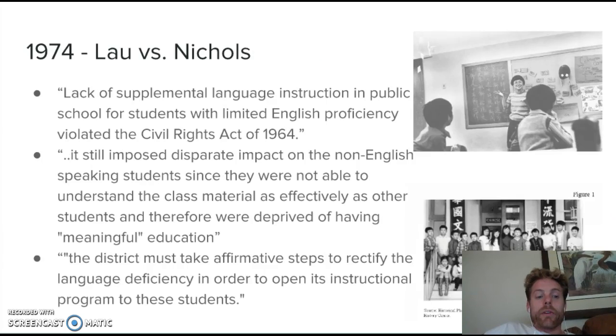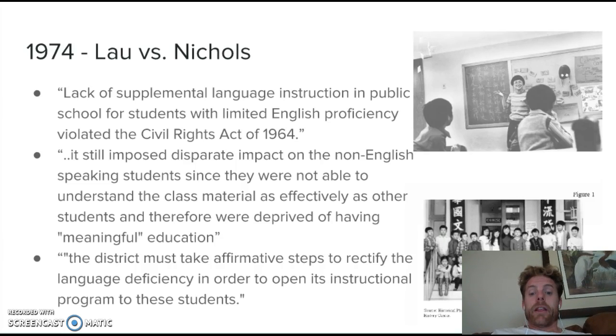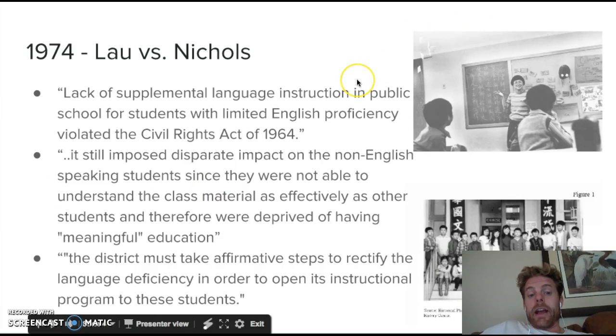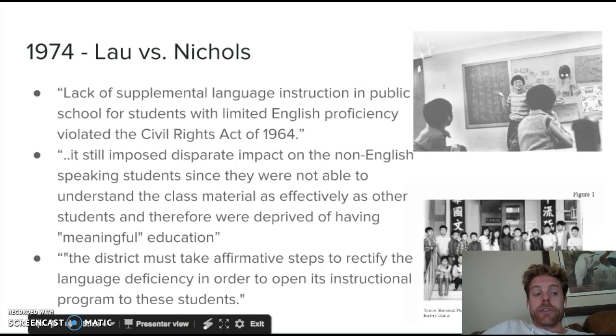Moving along, we have Lau versus Nichols. This is probably one of the biggest cases in terms of bilingual education. We had a lot of Chinese American students in San Francisco who had no access to content because it was entirely done in English. So again, landmark case, they said that students need to be able to access the content, and that you have to have these programs to do so. This kind of started the legality of bilingual education. In this case, it was actually in Chinese.